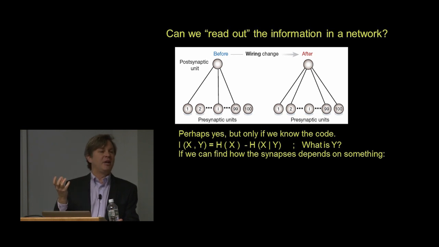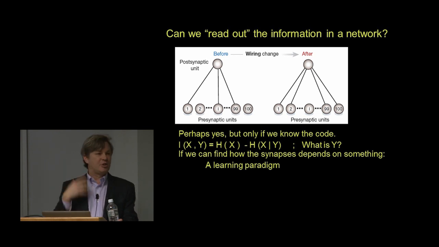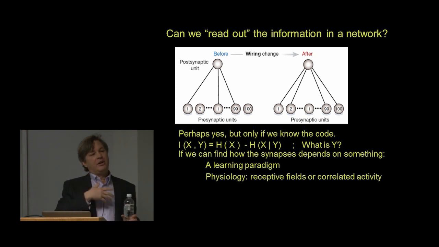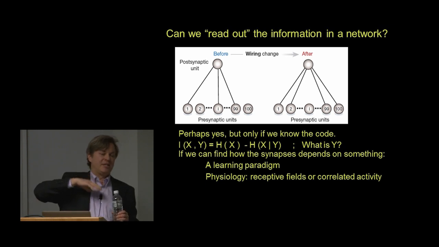And if they're highly dependent, that number could be 0, and it's like a smart disk drive. It certainly isn't that, but we need to know how to read it out. So if we could relate the synapses to a learning paradigm, that might give us a tiny hint of the relationship. If we could relate the wiring diagram to receptive fields or correlated activity, that might give us more degrees of freedom to predict the wiring diagram from the physiology or vice versa, which can give us more information.